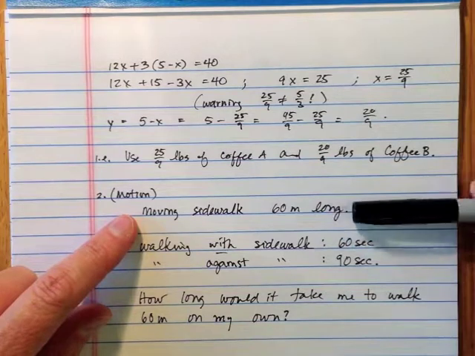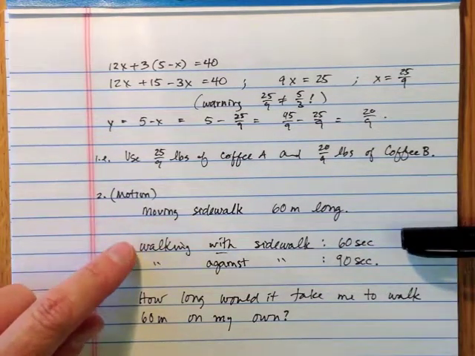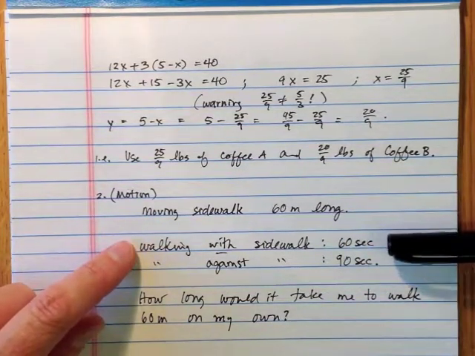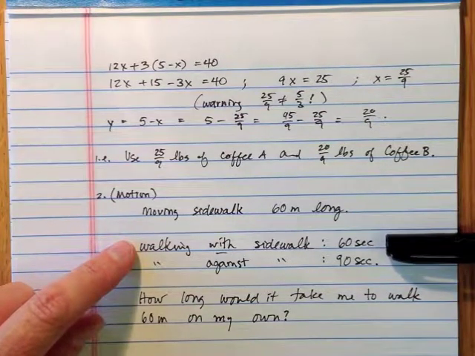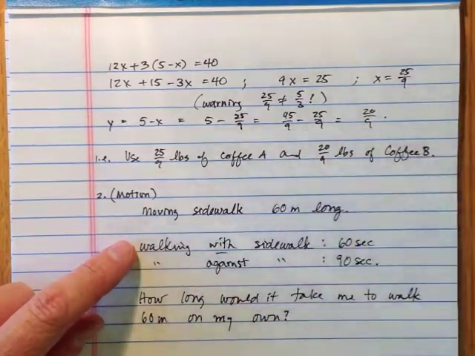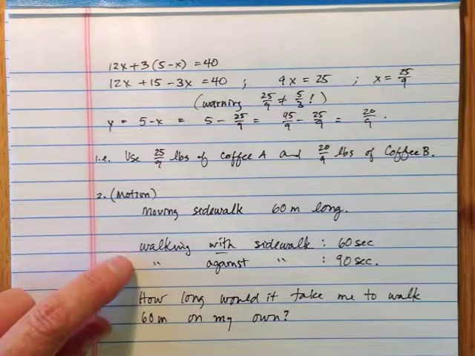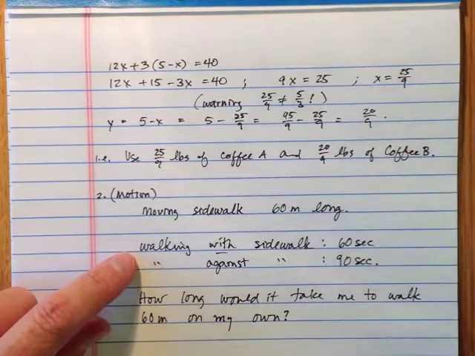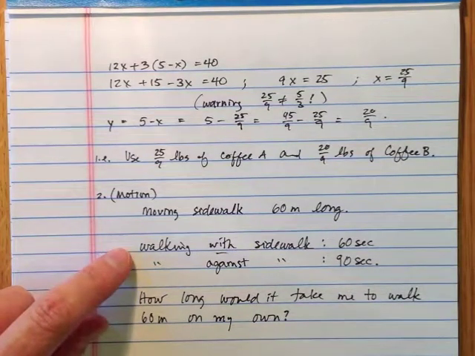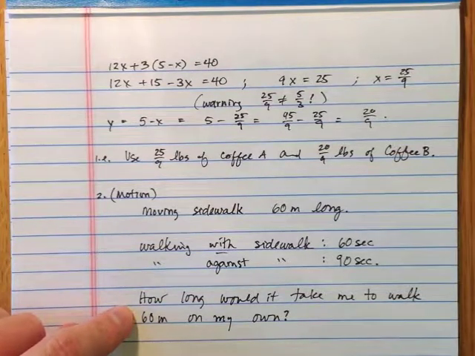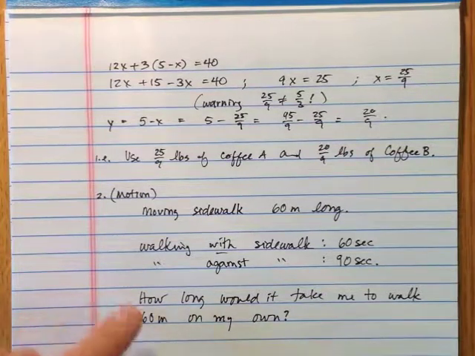Let's suppose I've got a moving sidewalk. It's 60 meters long. And I discovered that when I'm walking with the sidewalk, it takes me 60 seconds to go from the beginning to the end of the sidewalk. But if, just to be annoying, I walk in the opposite direction while the sidewalk is moving me along, it still takes me from the beginning to the end, but it takes me 90 seconds to do it. So what if after doing this they kick me off the sidewalk and make me walk the 60 meters on my own without the sidewalk? How long would it take me to walk that 60 meters by myself?